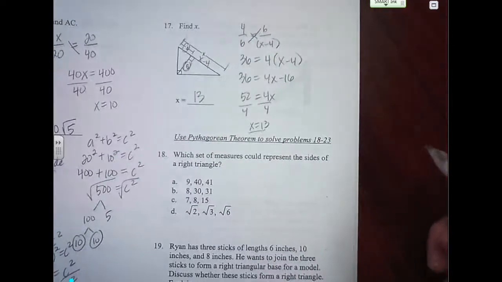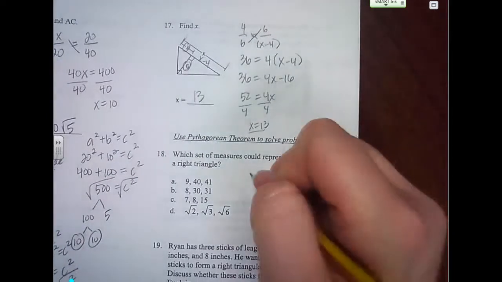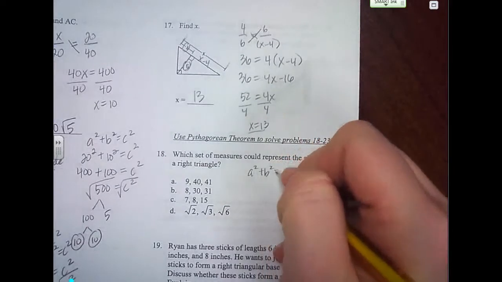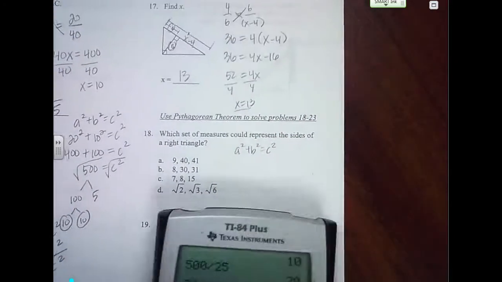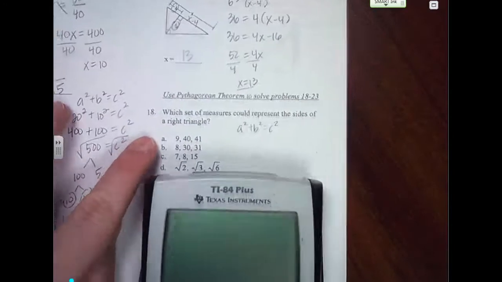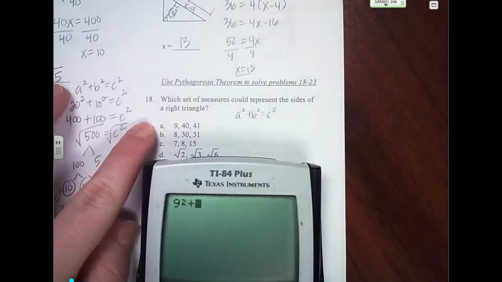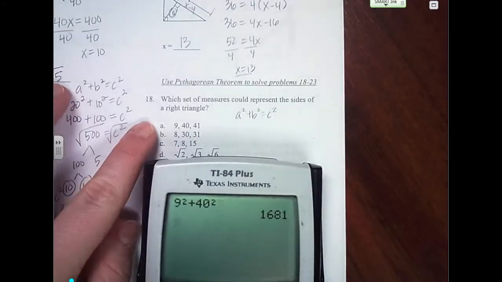Okay, 18. Which set of measures could represent the sides of a right triangle? So the best thing to do is just check, does a squared plus b squared equal c squared? So you could just put that in your calculator. If I was checking a, I would do 9 squared plus 40 squared, and then I want to check, does that equal 41 squared? Well, that works.